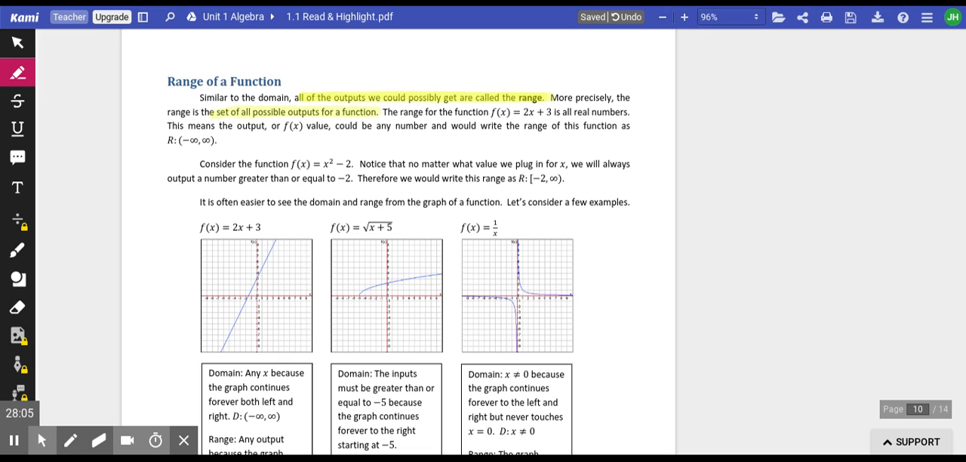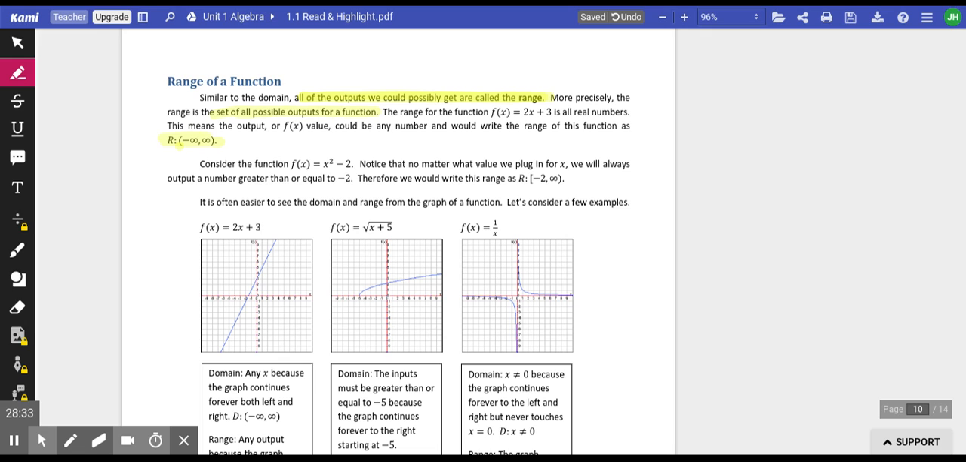This means that the output, or f of x value, or the y value, could be any number, and we would write the range of the function as range equals negative infinity to positive infinity. Again, note the parentheses there. That means it can't include an infinity. Infinity will always have a parenthesis.